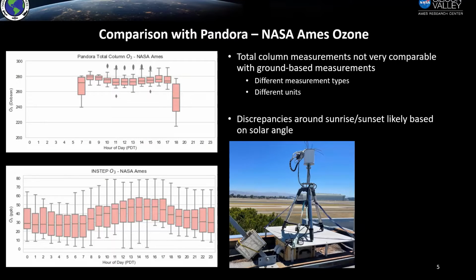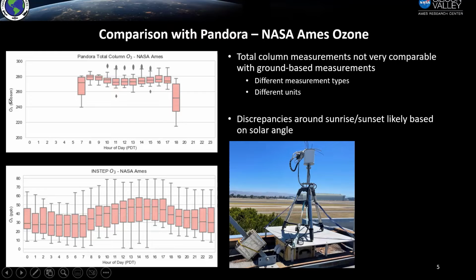So I'm going to talk a little bit about some of the initial analysis that we did comparing our instrument with remote sensing instruments. This is again from our NASA Ames site for ozone, but this time comparing our INSTEP data with the Pandora data that was available there. On the left-hand side here, you'll see data from the Pandora instruments. You'll notice that we only have measurements during daytime hours, when the sun is available. And you see right off the bat that they're not super comparable. We have a really different range of concentrations that we see in our ozone data.